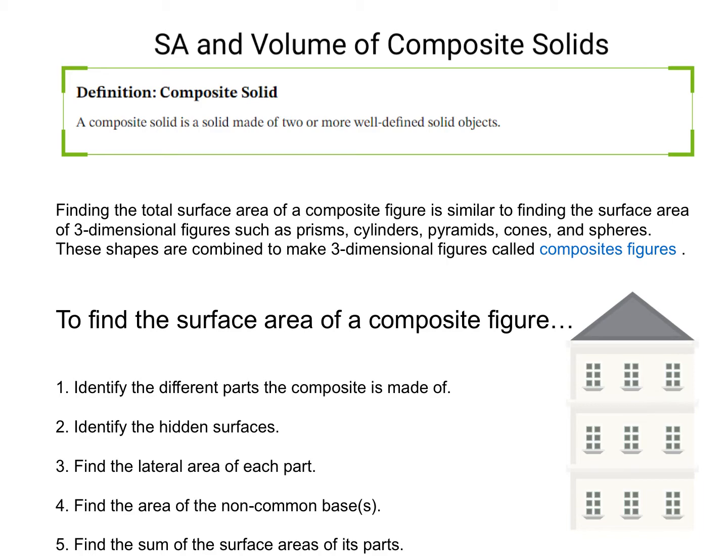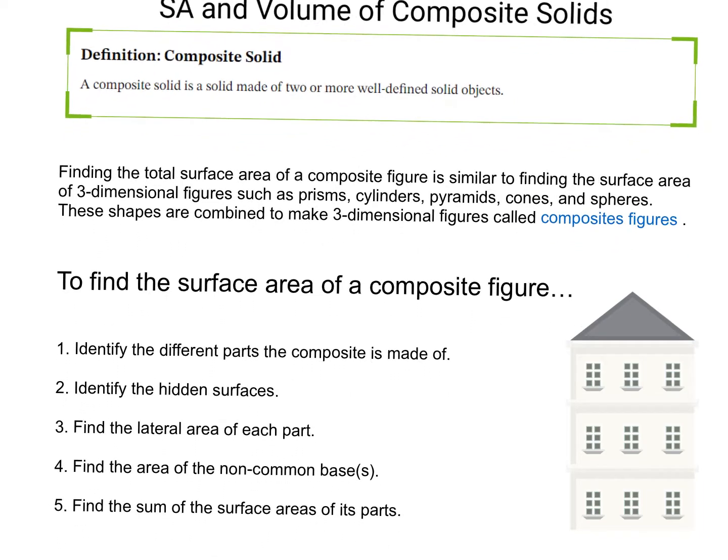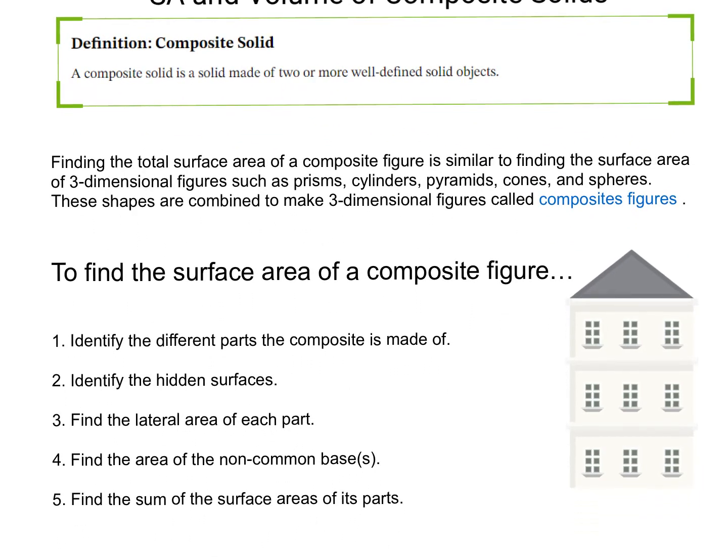Find the lateral area of each part. Then we'll find the area of the non-common bases. For example, the bottom of our prism is not common with the top. And then we're going to find the sum of all the surface areas of its parts. So after we've calculated all the lateral areas and all the non-common bases, we'll add them all up.